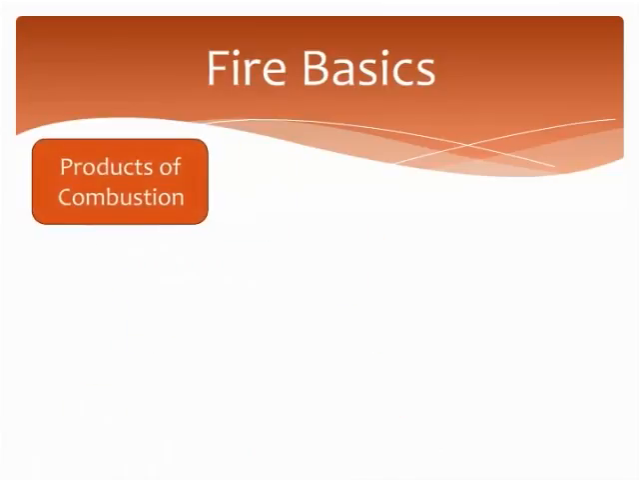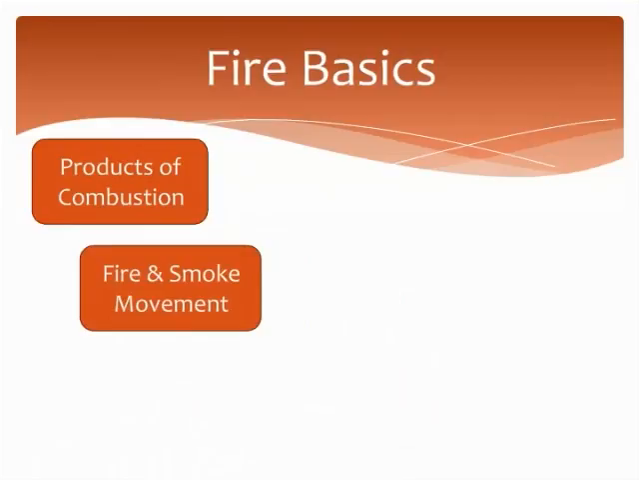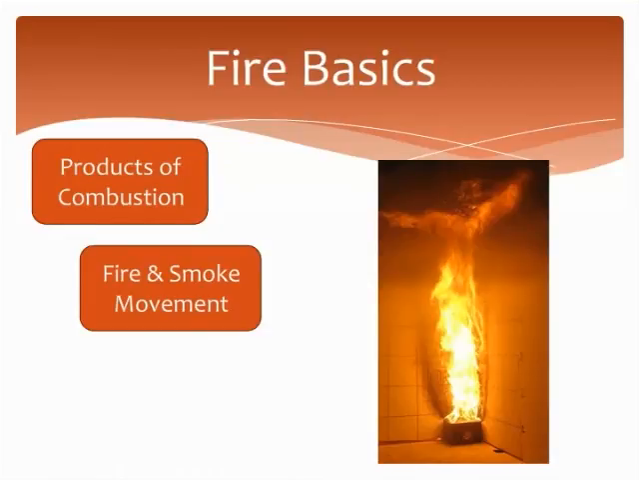Flames and smoke are products of combustion, or burning, so they tend to move together. Smoke and fire will take the path of least resistance. If a fire starts in a corner, it will travel up the wall and start moving across the ceiling. As the fire continues to burn, the room will heat up and the smoke will start filling the room, starting near the ceiling and moving down toward the floor.